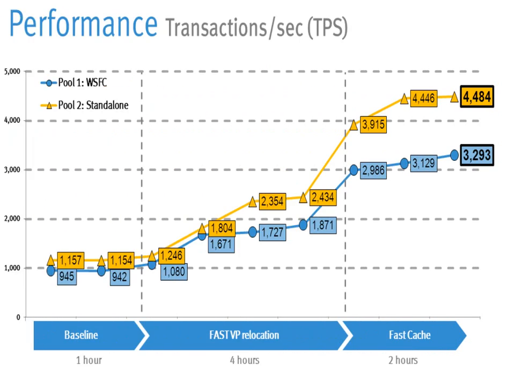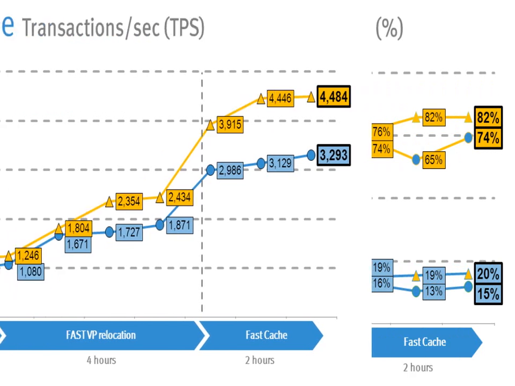Throughput was also measured using a Microsoft Performance Counter, Databases, Disk Transactions a second. After enabling Fast Cache in the two pools, WSFC rose to 3,293 TPS and standalone to 4,484 TPS.